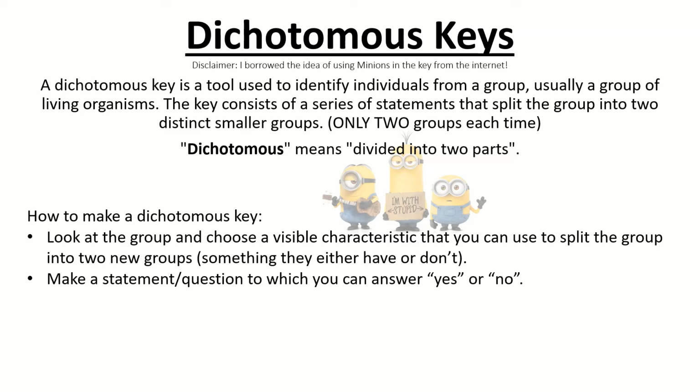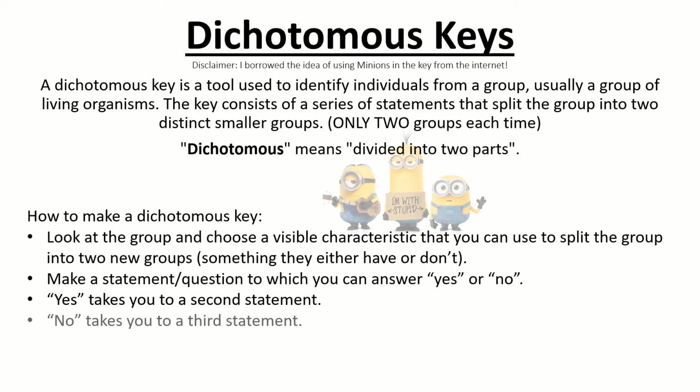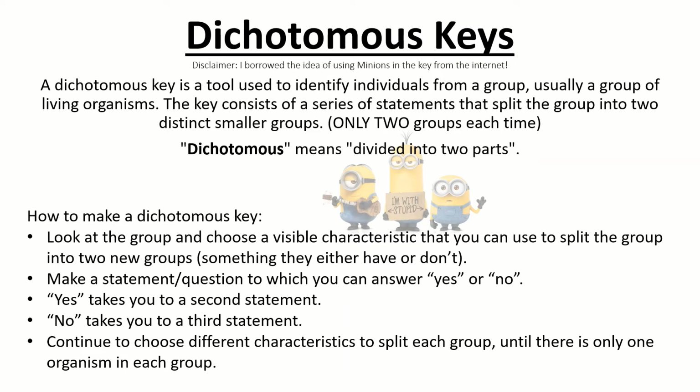Once you have answered your statement or question yes or no, yes will take you to a second statement where that statement will divide the group again into two groups. No will take you to a third statement, and that group will be further divided into two groups. We continue to use statements to split the groups until each group has only one individual in it, and in this way we manage to identify the individuals in a group.